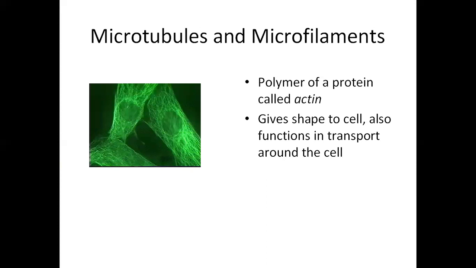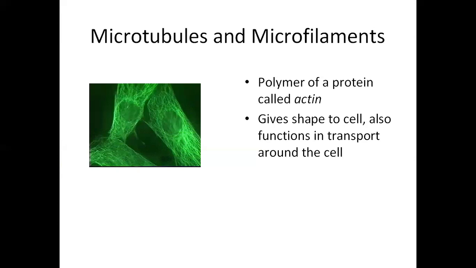We will now turn our attention to important non-membrane-bound structures. The first of these are the microtubules and microfilaments, which are composed of the proteins tubulin and actin, respectively. Though not organelles, these are very important for giving the shape to the cell, as well as functioning in transport.